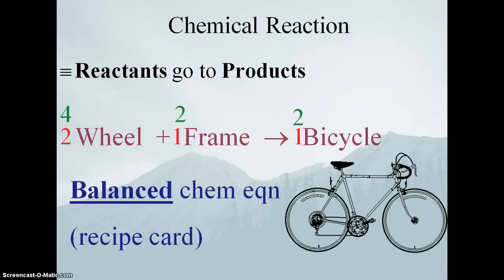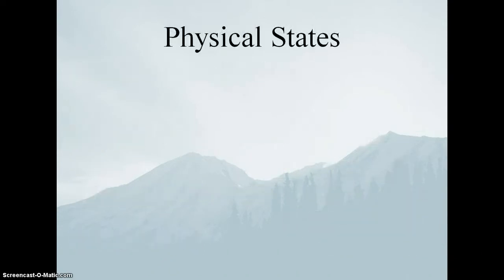Still balanced. So again, this is a balanced chemical equation, and it's just our recipe card, and it tells us our ratio. We have the same number of wheels on both sides of the reaction, and we have the same number of frames. If I have 1 bicycle over here, I have 2 wheels and 1 frame, and I started with 2 wheels and 1 frame. So I have the same number of each element on both sides.